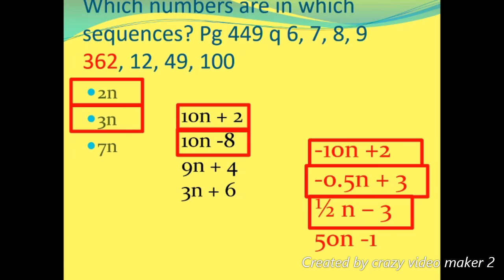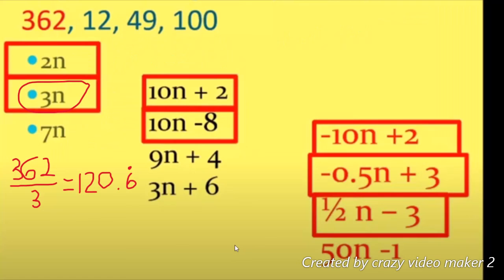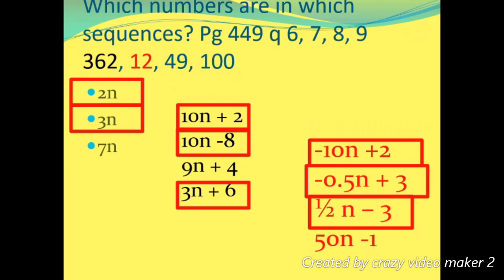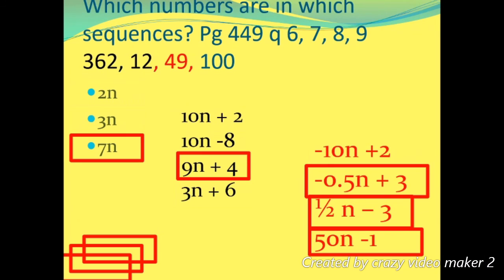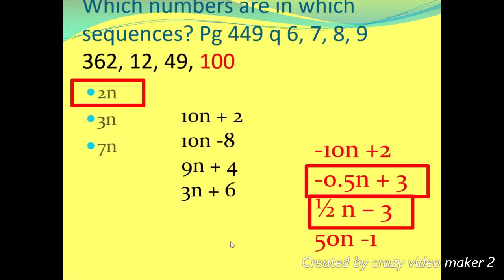Okay. All of these have 362, and there's a red herring there as well, just in case people can see that. And all of these have 12. These ones here have 49. And these ones have 100.